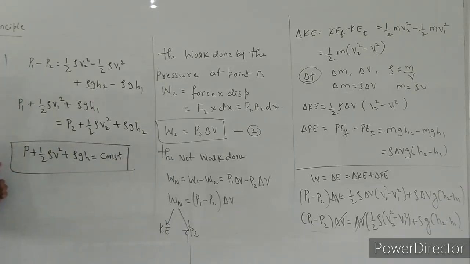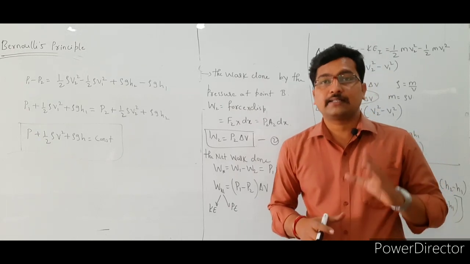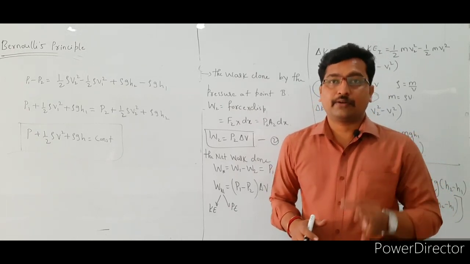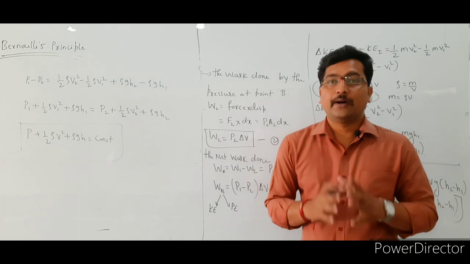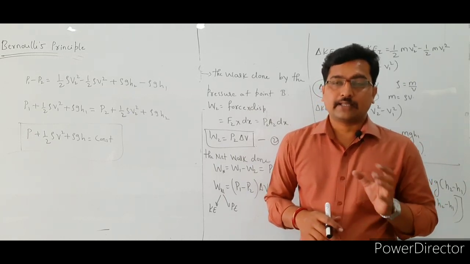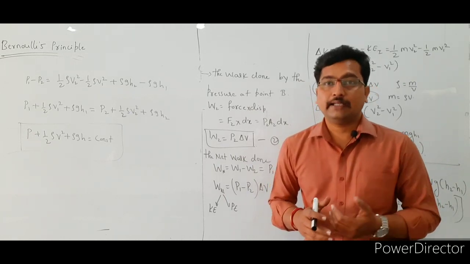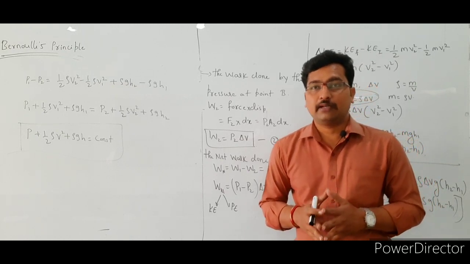See here, the pressure energy plus kinetic energy plus potential energy per unit volume is equal to constant. So this is the proof of this theorem. Bernoulli's principle, what is the statement here? The sum of kinetic energy, potential energy and pressure energy per unit volume is always constant for an ideal fluid having streamlined flow.